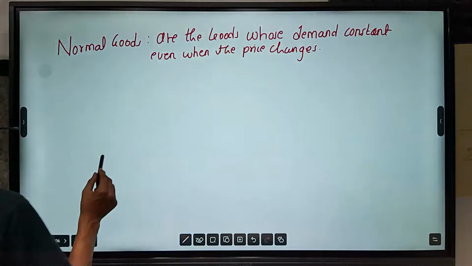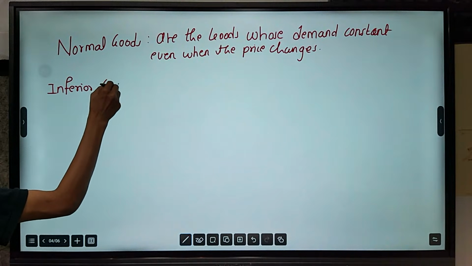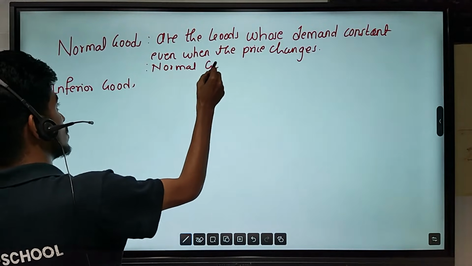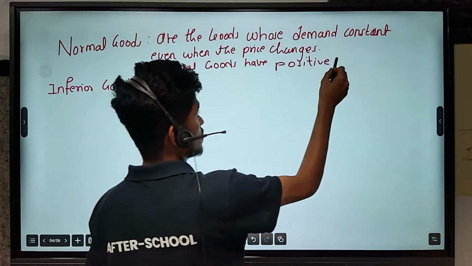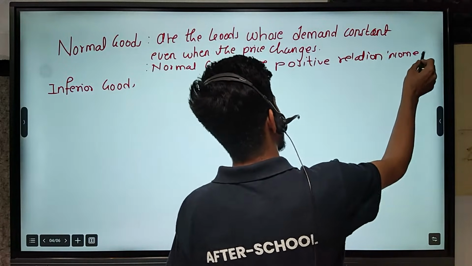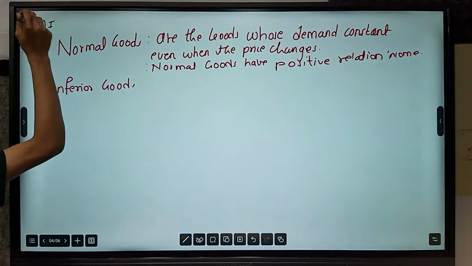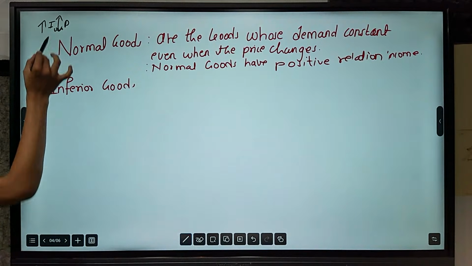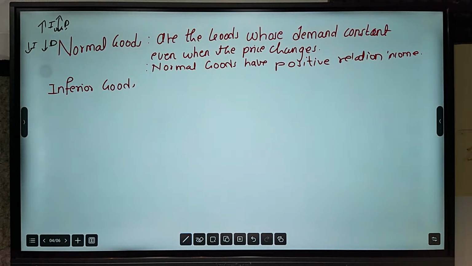And the other type, inferior goods. What are inferior goods? And you have to remember that normal goods have a positive relation with income. Now, what does it mean when it has a positive relation with income? It means if income increases, the demand for this good will increase. If the income is less, the demand for this good will decrease. You can write this point.